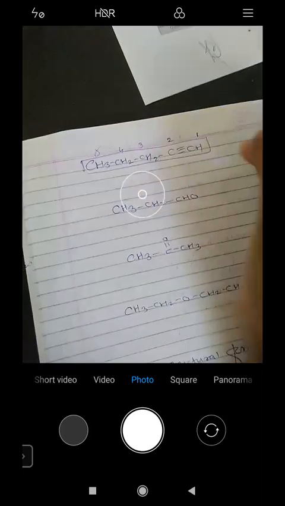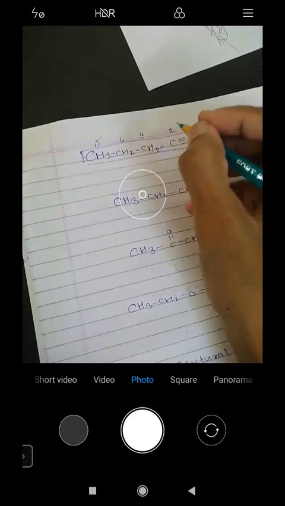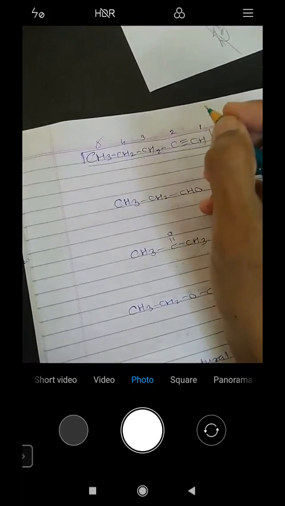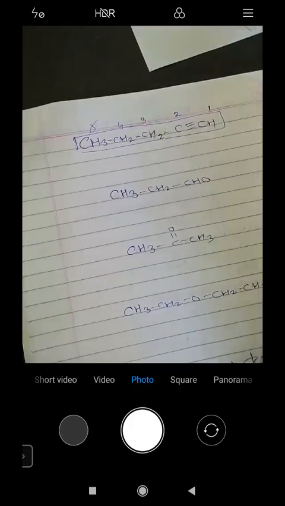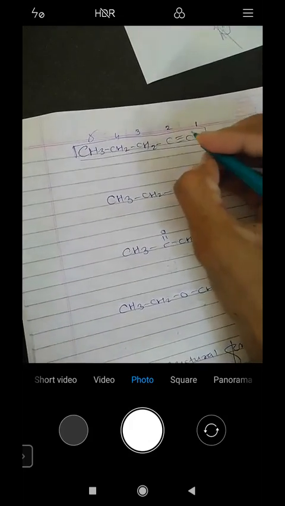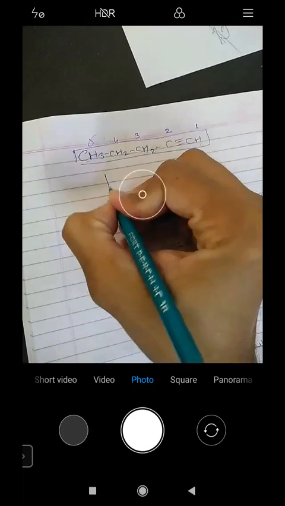Right now, apart from the alkyne, there is nothing else. No substituent is there right now. So we will directly write the name of the alkane. How many carbons are there? 5 carbons. So we will write pent.